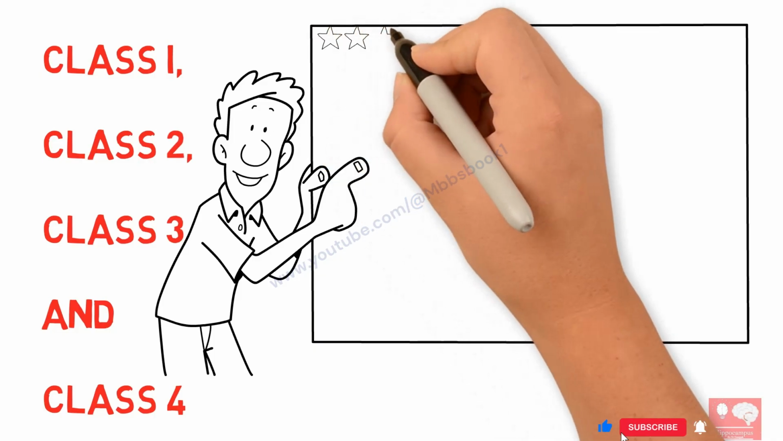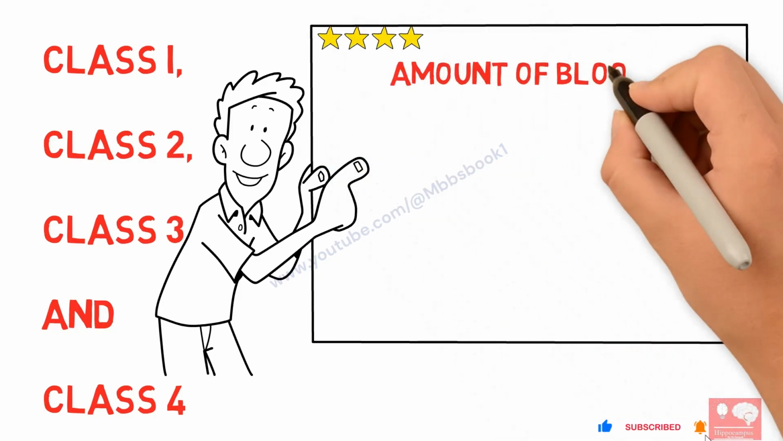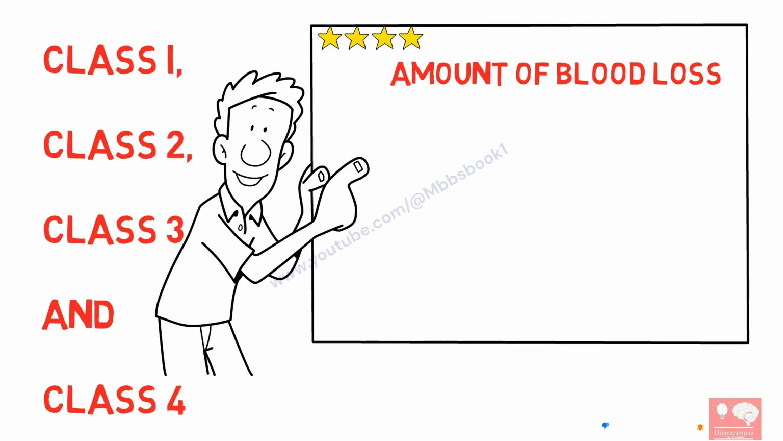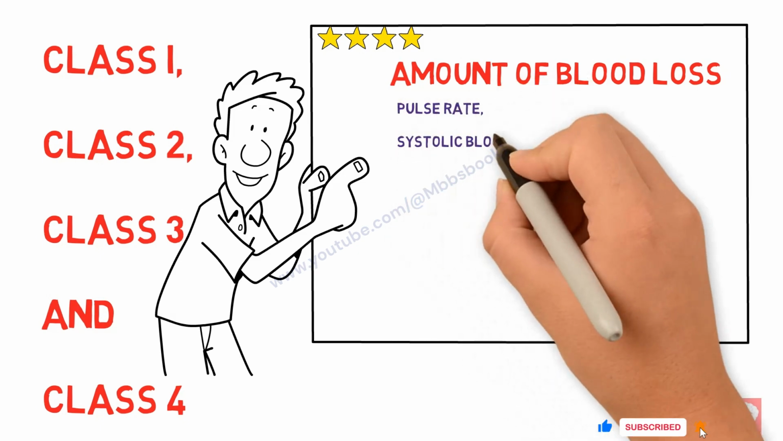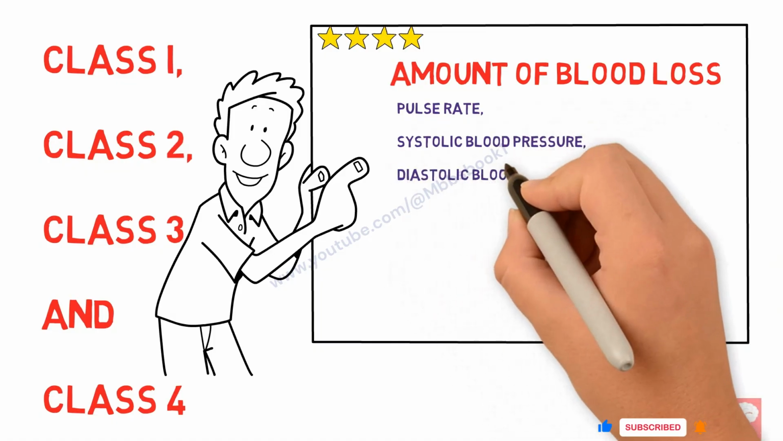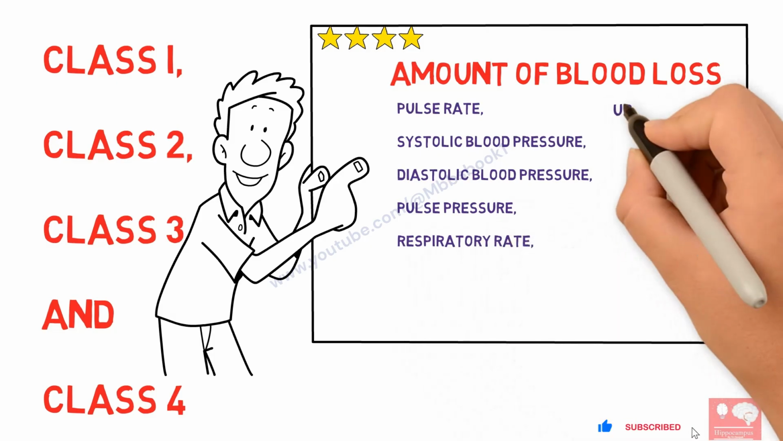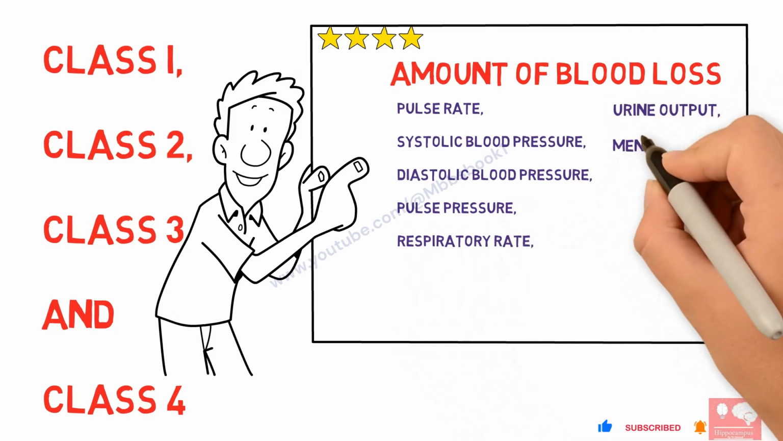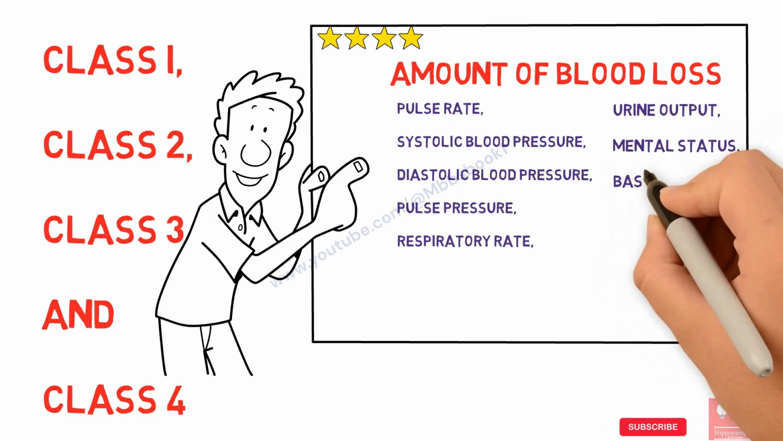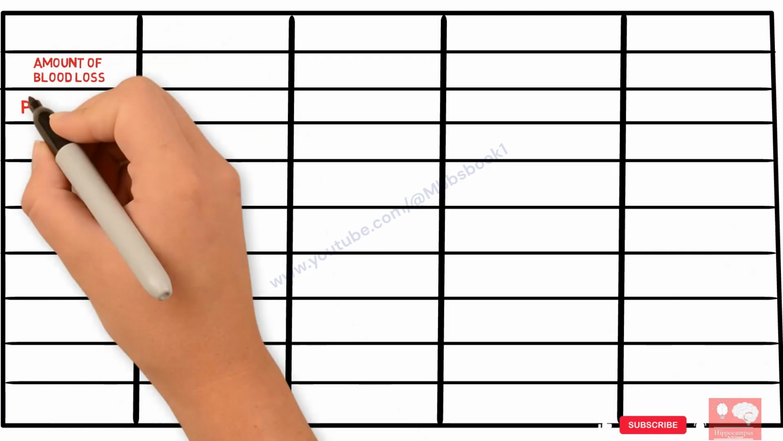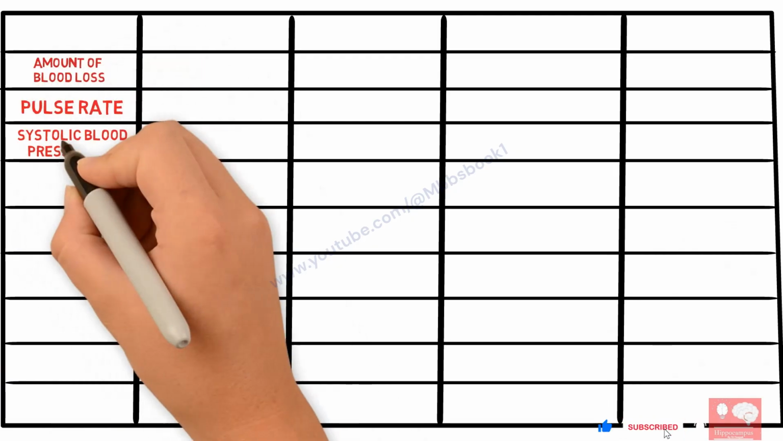The most important parameter is the amount of blood loss, and the other parameters which we need to discuss are pulse rate, systolic blood pressure, diastolic blood pressure, pulse pressure, respiratory rate, urine output, mental status, and the last is base deficit. These are the various parameters which we need to discuss in all four classes of hypovolemic shock.